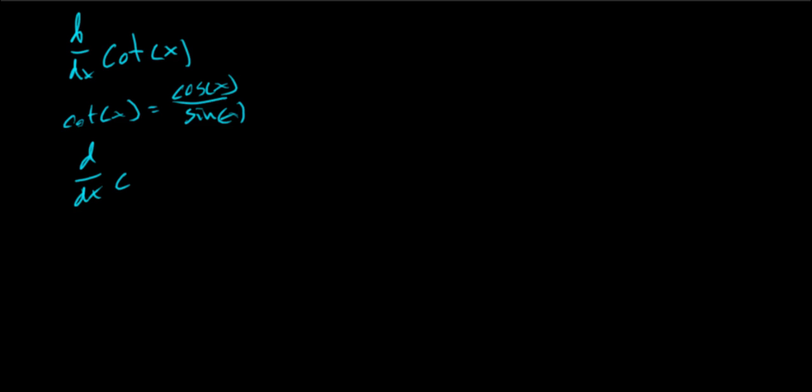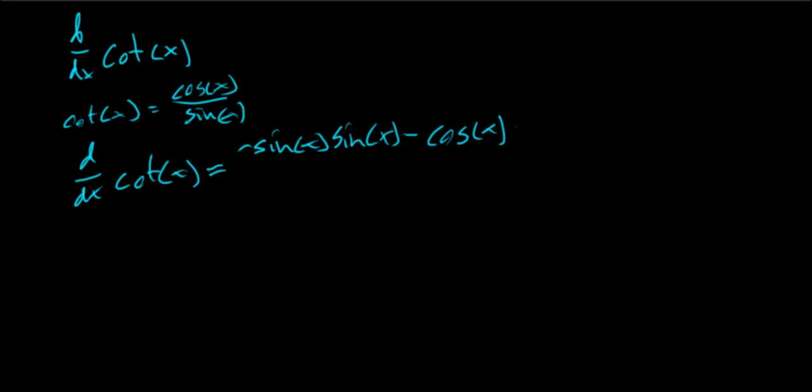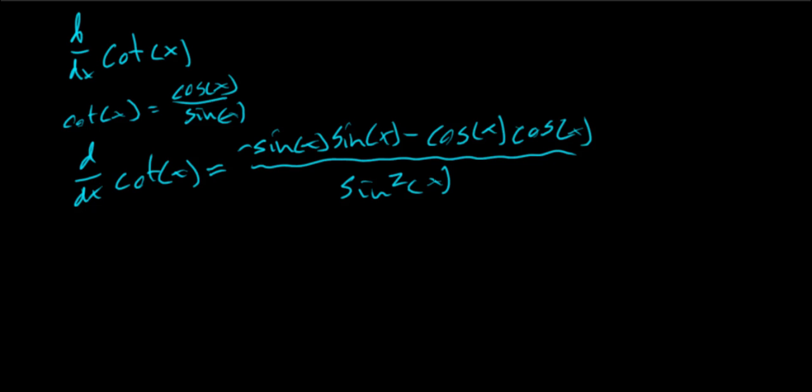The derivative with respect to x of cotangent x is equal to quotient rule. So derivative of the numerator, that's negative sine of x, times the denominator, sine of x, minus the numerator, cosine of x, times the derivative of the denominator, so that is going to be cosine of x, all over our denominator squared, so that is sine squared x. Now, let's multiply out everything we have in our numerator, okay? Let's see, we got negative sine squared x, and then we get minus cosine squared x.